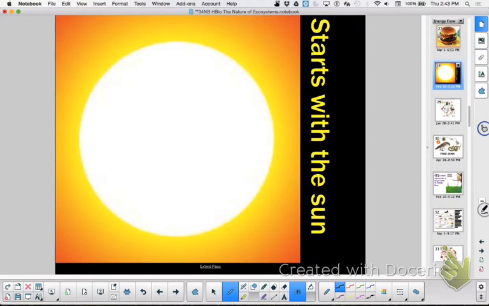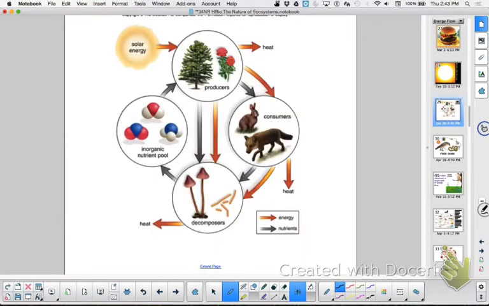Okay. Where does all energy originate from? The sun. The big yellow one's the sun. Okay? So energy flows and nutrients what? Cycle. Energy flows and nutrients cycle. Right? Energy flows and nutrients cycle. And you can see that in this picture right here.